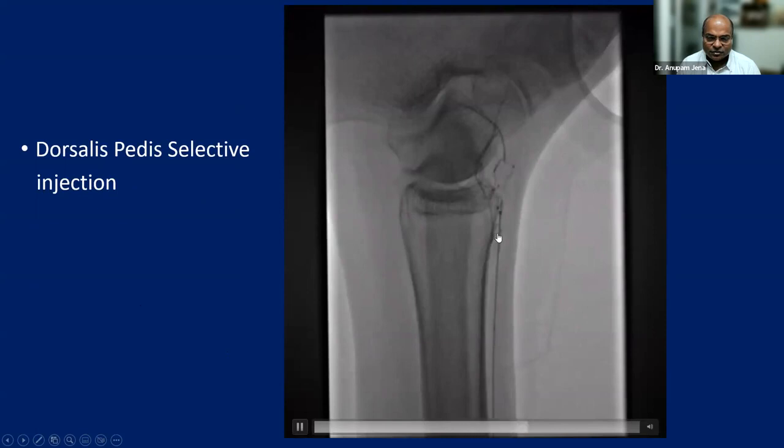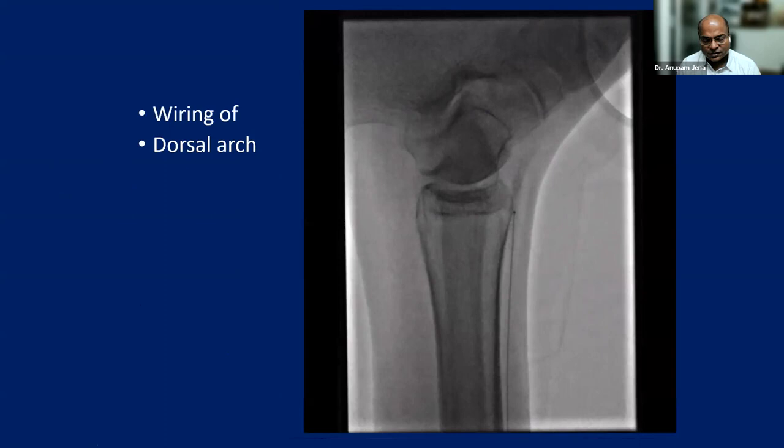And then I was very lucky. Actually, distally, the Crossboss entered into the true lumen. So I just confirmed here that the Crossboss has re-entered the dorsalis pedis. This was a selective injection into the dorsalis pedis. Then there's a Command wire. I used a Command 014 wire, and wiring of the dorsal arch was done.